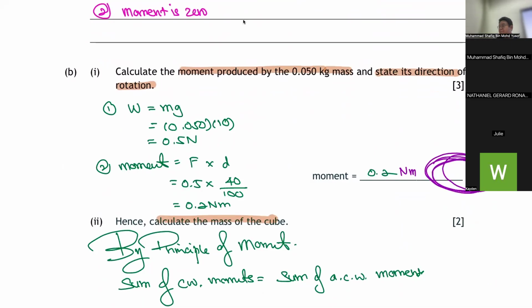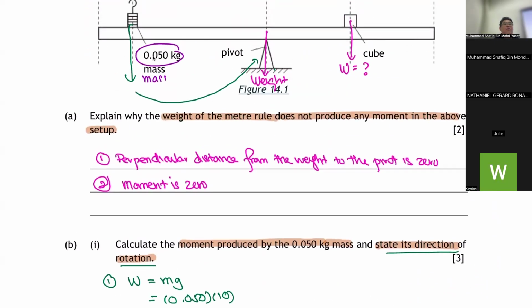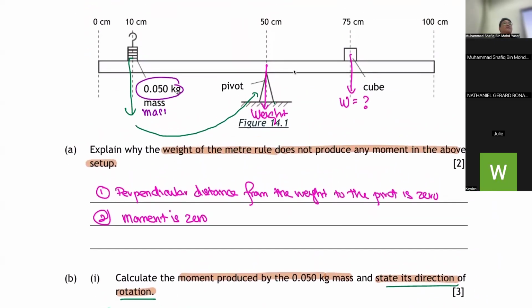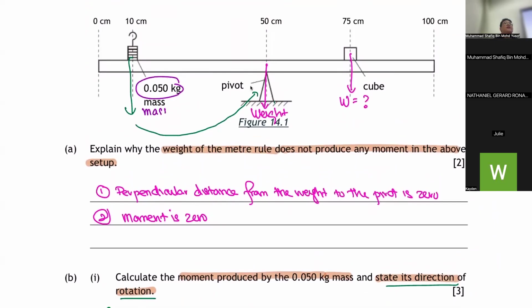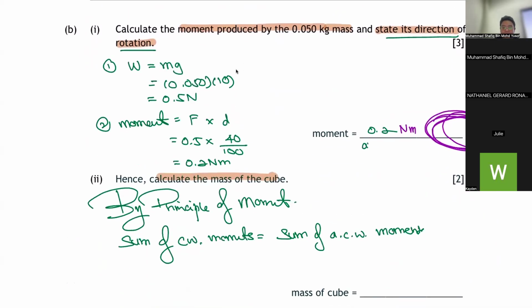Okay. Correct. The math is correct. 0.2 Newton meter. Okay. So then they say state the direction of the rotation. All right. So come, Chandra, what is the rotation? Clockwise or anti-clockwise? From the mass to the pivot. Anti-clockwise, correct. So you must say anti-clockwise in this case.